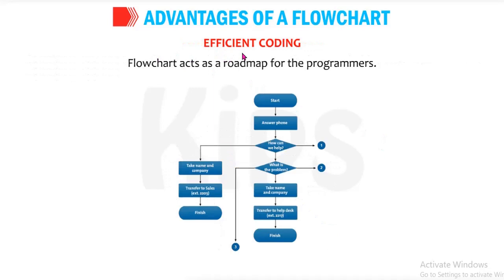Next one is efficient coding. Flowchart acts as a roadmap for the programmers. When you go to Bangalore, what will you do? Yeah, exactly. Map. Correct, roadmap. It will show, okay, you go directly via Hiriyur that way, or you go to Davanagere and go around and come back to Bangalore. So there are many ways. It will show the easy one only. Same way, flowchart. Okay, come start. Answer the phone. How can we help? Okay, go here. If it is not, go there. If we go here, what will happen? If we go here, what will happen? See here. Everything gives an efficient coding in the flowchart.